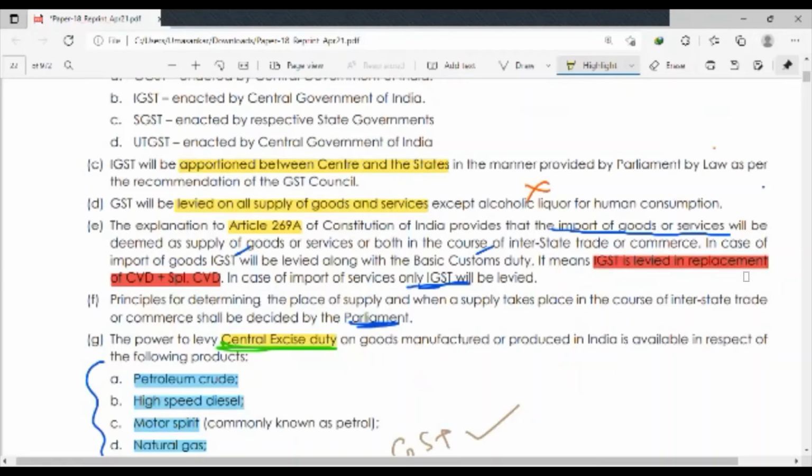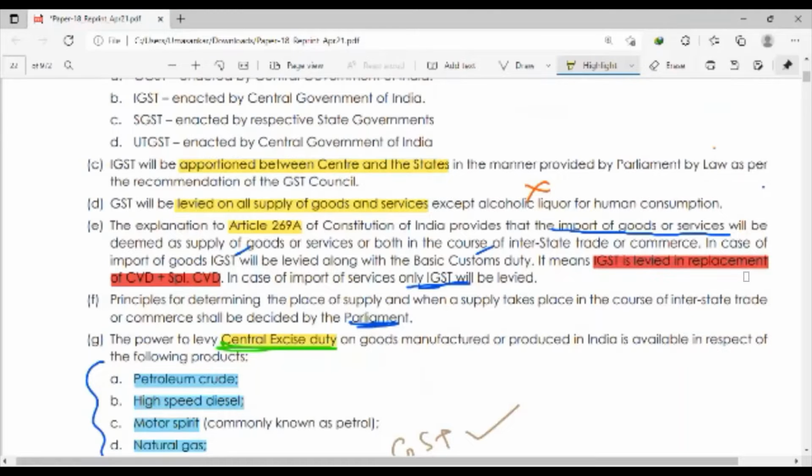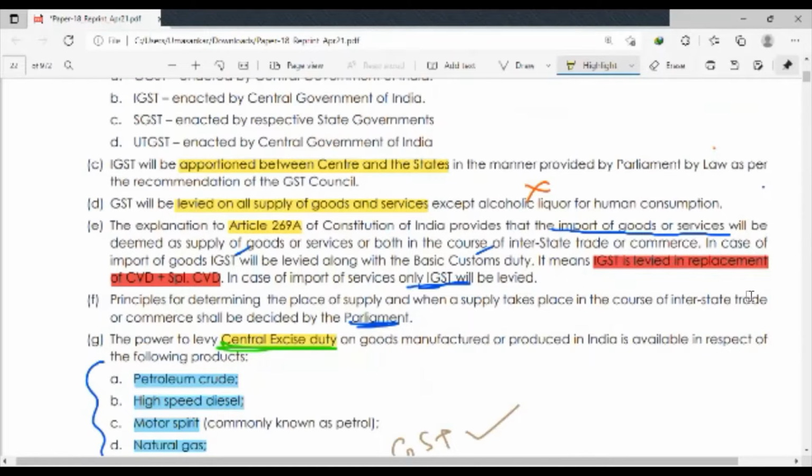Then comes Article 269A. Article 269A of the Constitution of India provides that the import of goods or services, import meaning goods and services coming from outside India, will be deemed as supply under 269A. Earlier, customs duty was there, and customs duty is still there. But along with it, we need to pay IGST in place of countervailing duty and special countervailing duty, that is CVD and special CVD. You might have read this during intermediate. Here only IGST will be levied.